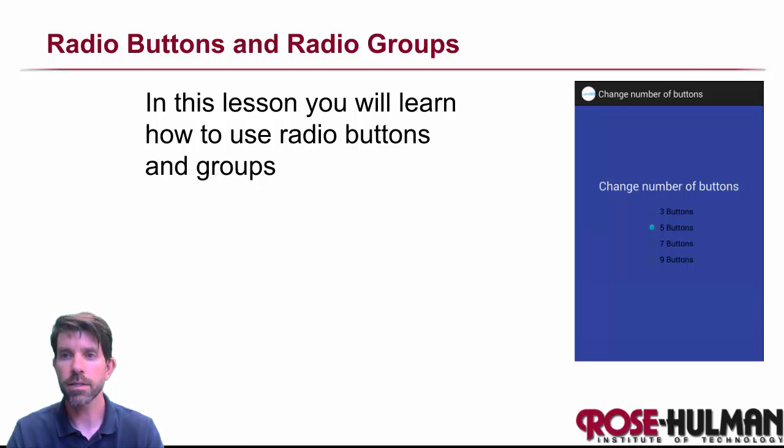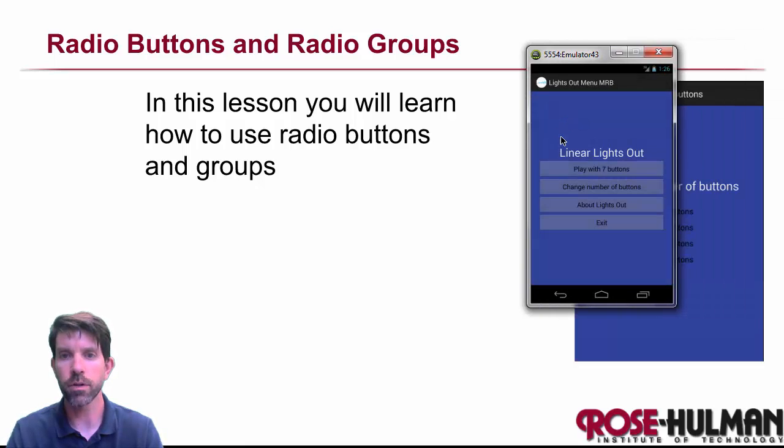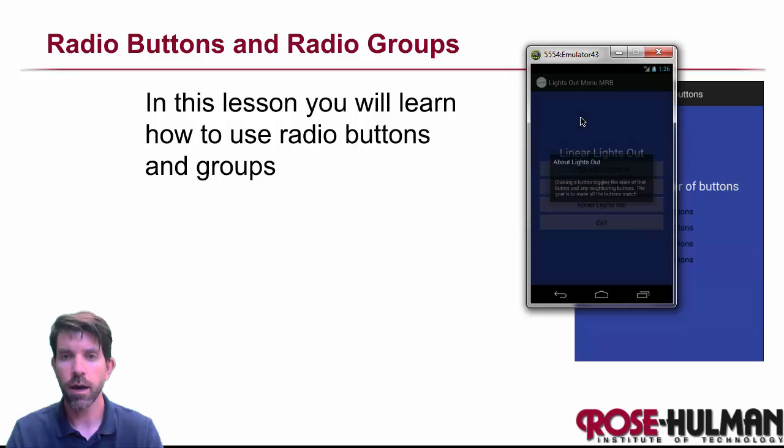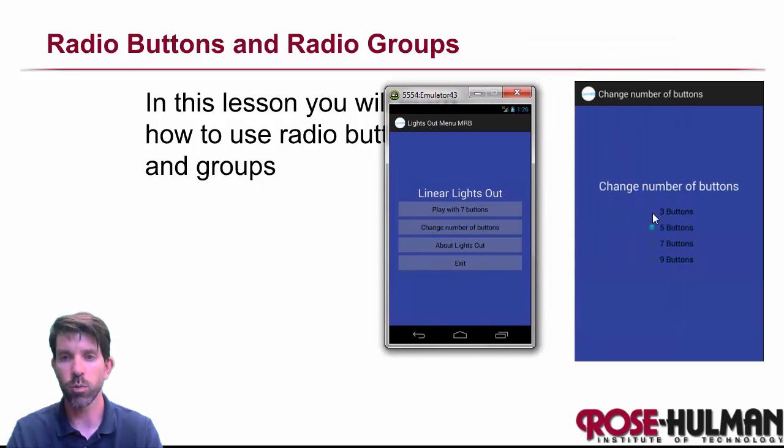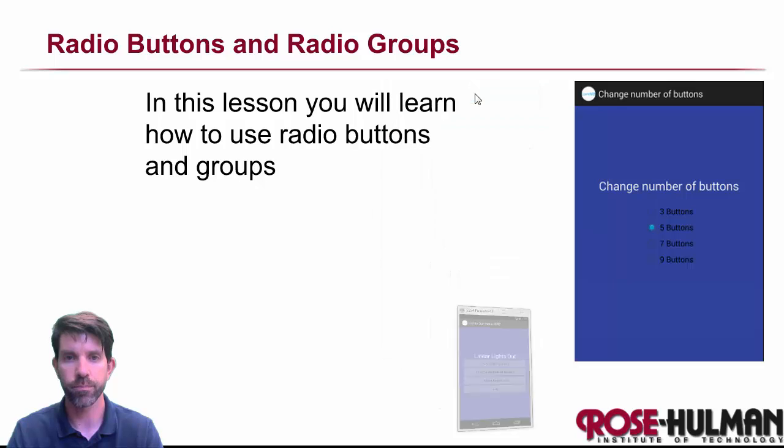Welcome back. Last time we worked on our Lights Out app, and we have everything here where we could click the About button, and it worked. In the next couple lessons, we're going to see what happens when we click the Change Number of Buttons button. We want it to go to another screen where we can change the number of buttons. All right, so let's go ahead and do that.